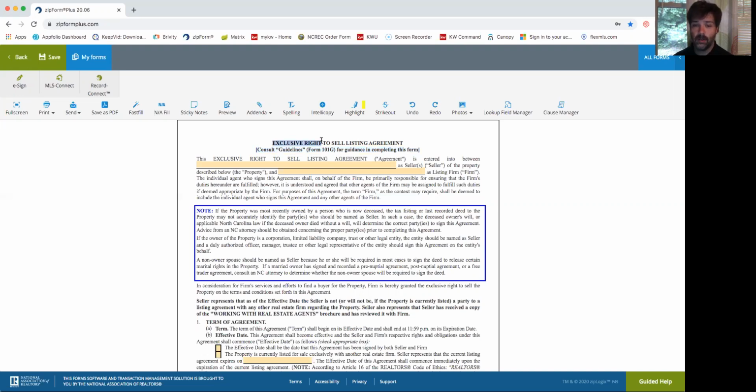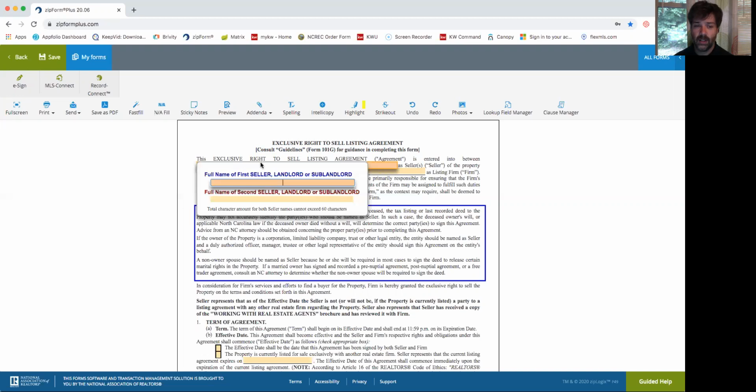This, by the way, is the exclusive right to sell listing agreement. There are different flavors of the listing agreement, but we're going to talk about the exclusive right to sell listing agreement, and where you identify the seller here and the firm here. So this will be the seller here.